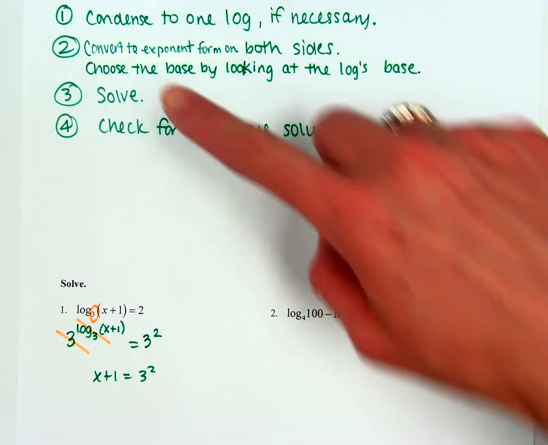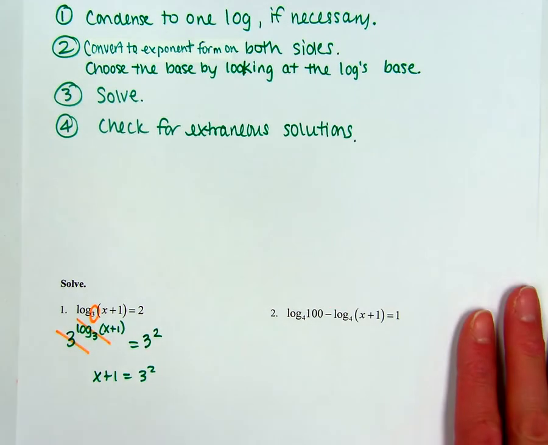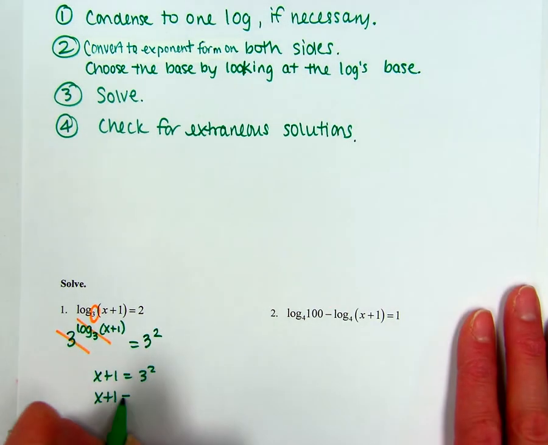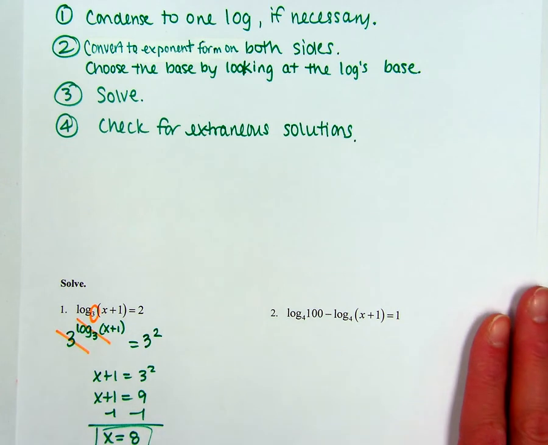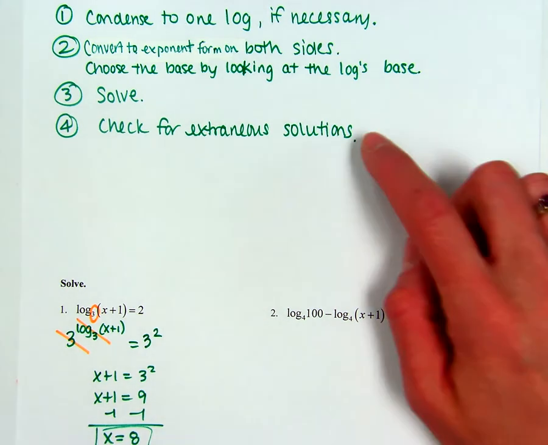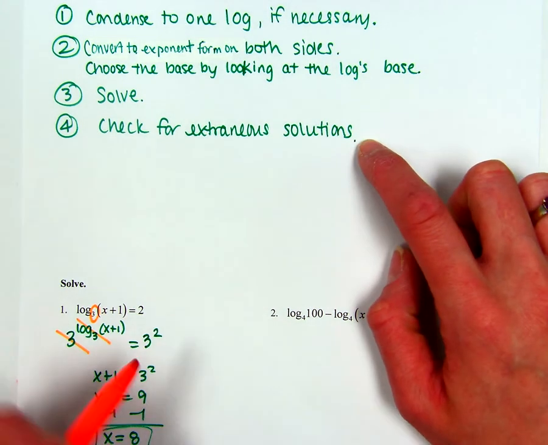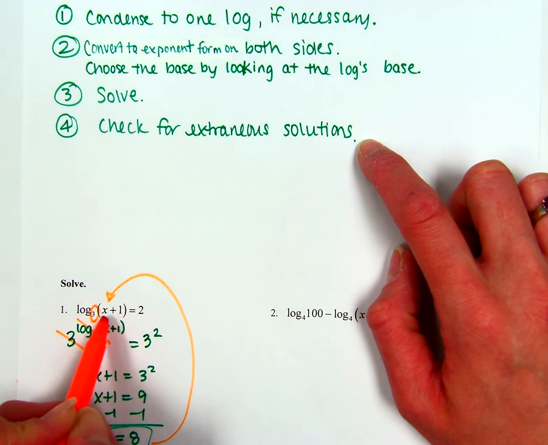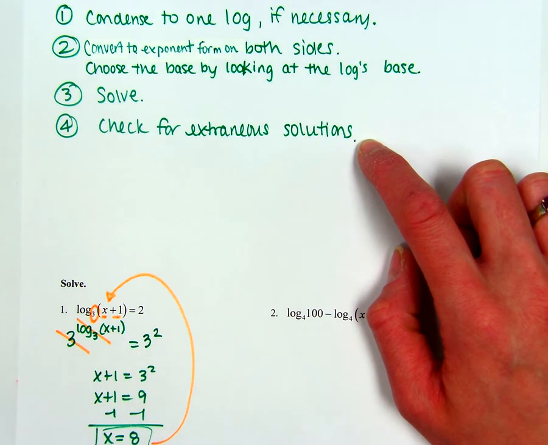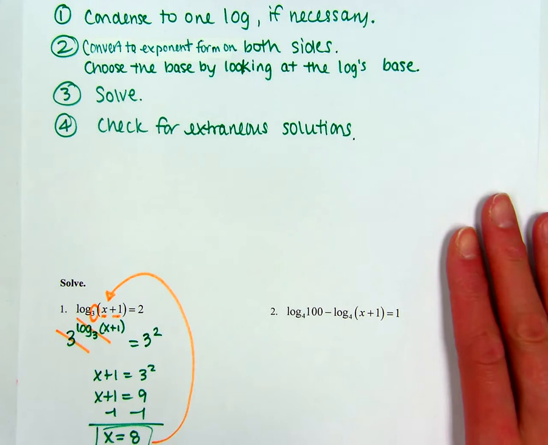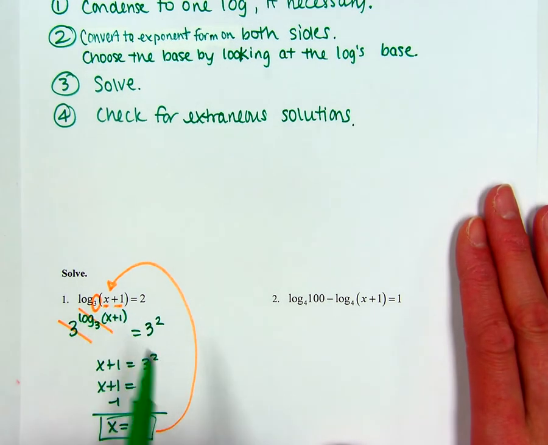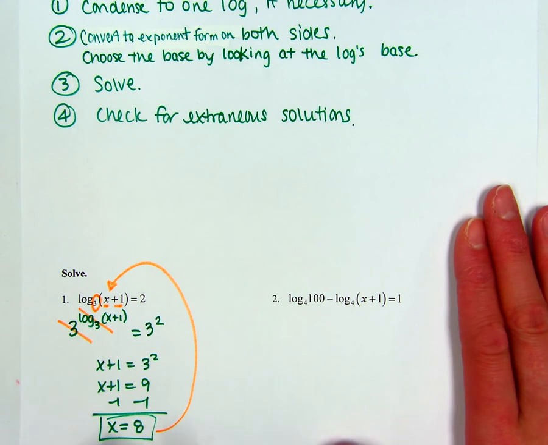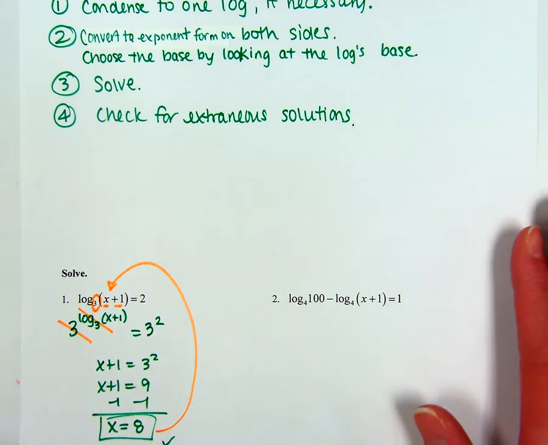And then now we can just solve. You guys know how to solve. So it's x plus 1 equals 9. And then I can subtract 1 and I get x equals 8. So there's my answer. What I mean by check for extraneous solutions is just double check. If I put 8 back in here, 8 plus 1, that gives me 9. That's a positive number, and that's okay. So I have to have what's in the parentheses here. It has to be positive. It can't be 0 and it can't be negative. So this is good.